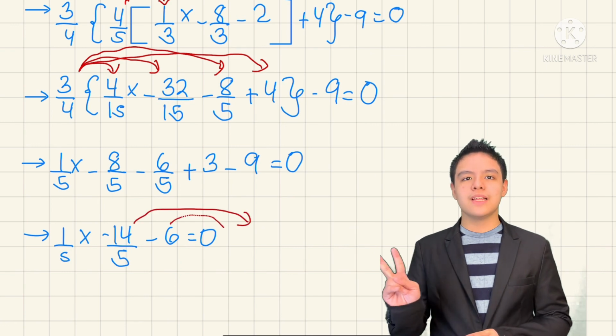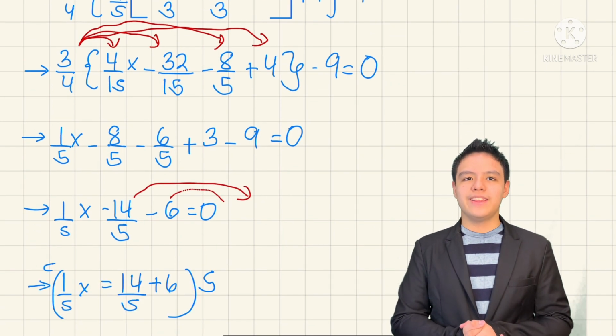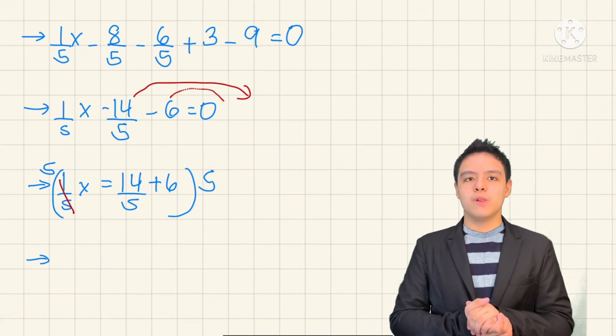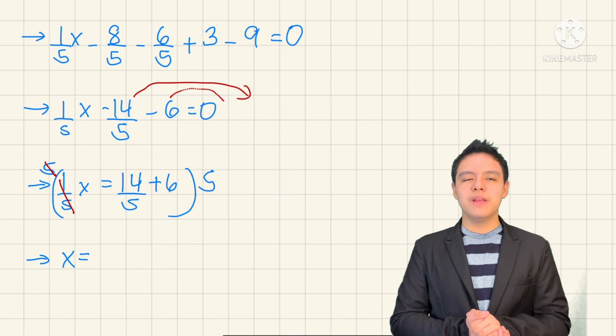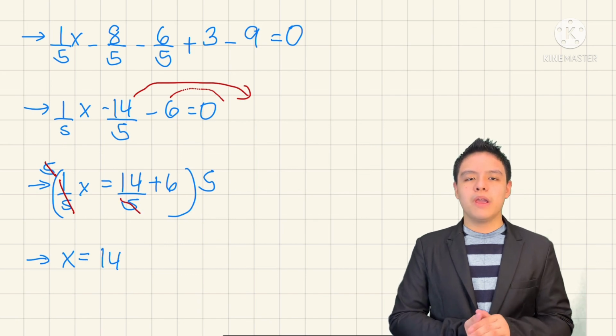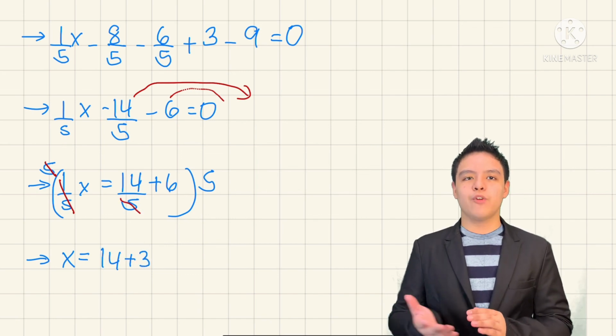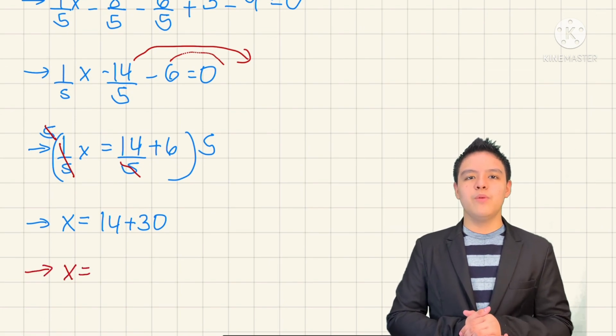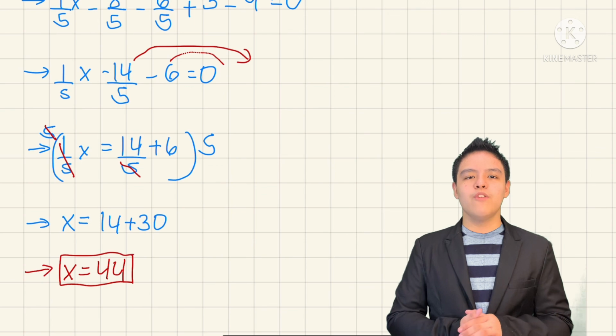Move the two constants to the right side. And now, multiply both sides by 5. 5 will be cancelled and x will be left alone. 5 will become 1 times 14 is 14. 5 times 6 is 30. Add them and we will get x is equal to 44.